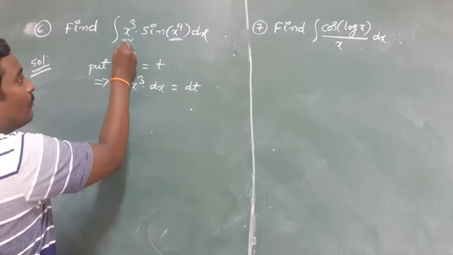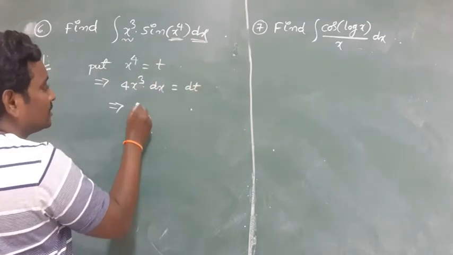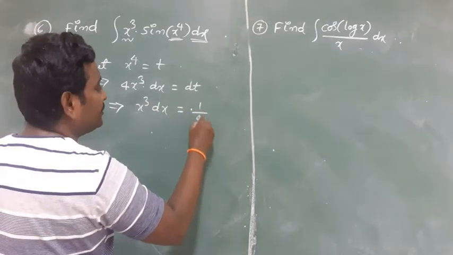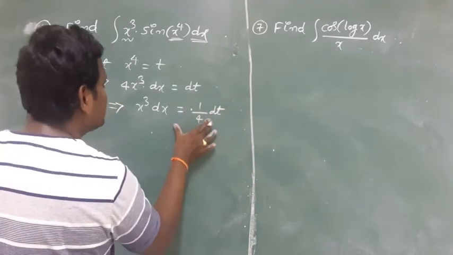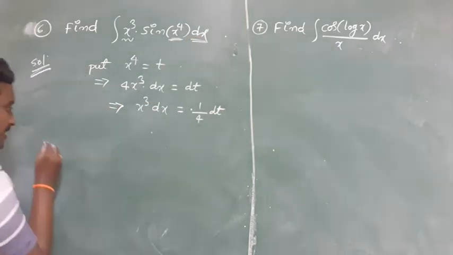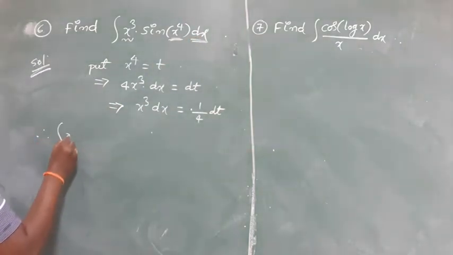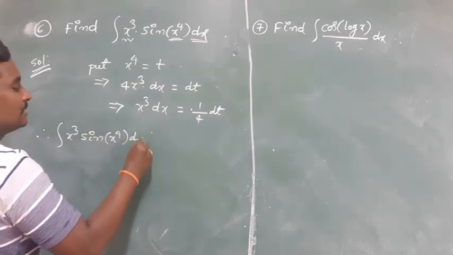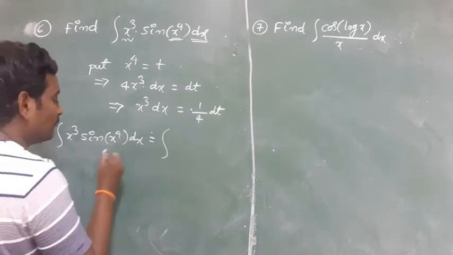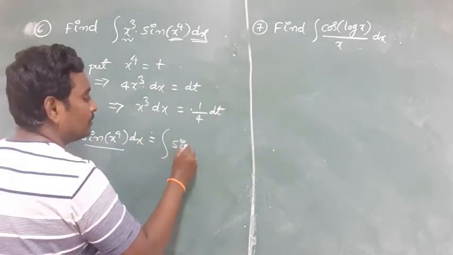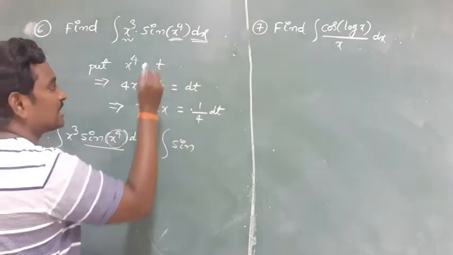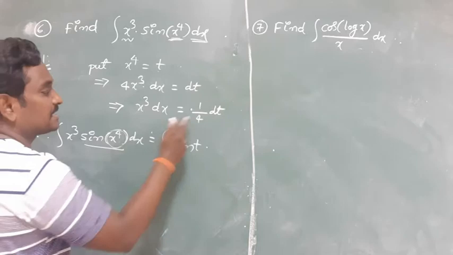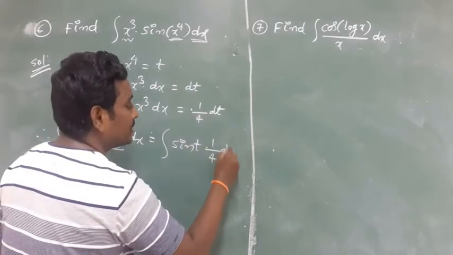But here we have only x cube into dx. So what is the value of x cube into dx? 1 by 4 into dt. Replace these values in the given integral. The given problem becomes integral x cube into sine of x power 4 dx is equal to, first write the sine term. What is x power 4? X power 4 is nothing but t. What is x cube dx? X cube dx is nothing but 1 by 4 dt.